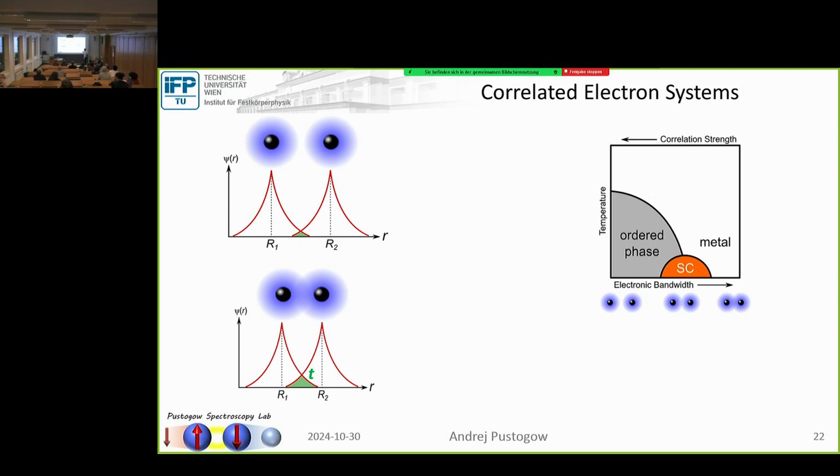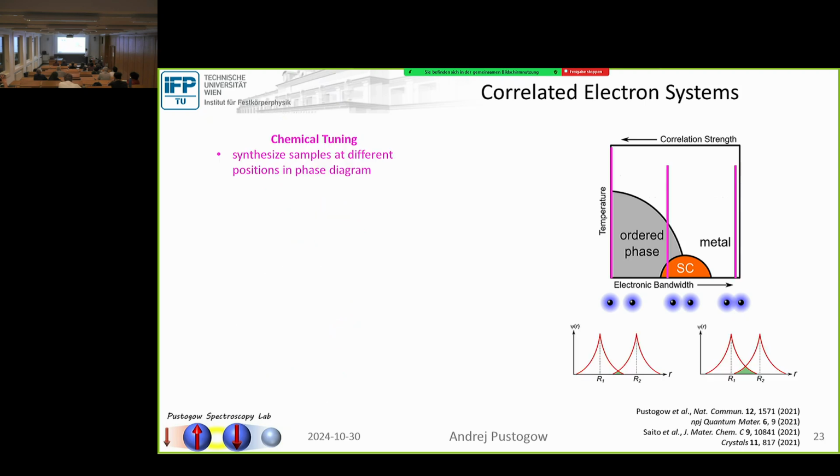So when we have strong correlations, so correlation increases to the left, then we have typically some types of ordering. So magnetic, charge, etc. So many possible degrees of freedom. And as we suppress this order, as the correlations get smaller, then we turn metallic, and almost in all cases, we see superconductivity of unconventional type. And this is why we are interested in these materials, because we want to understand how all this works.